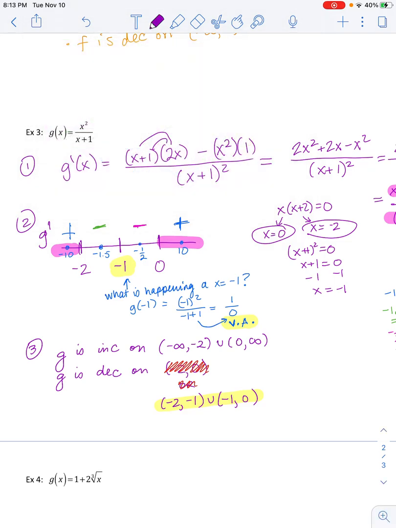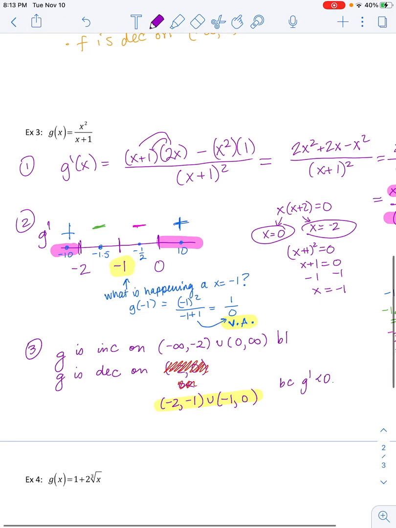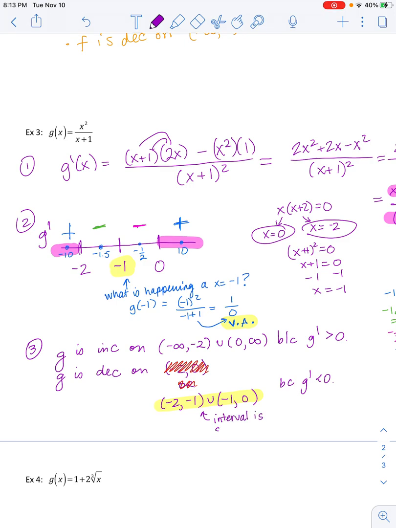And then we finish off by saying, oh, because g prime is negative. And I notice up here I never wrote because g prime is positive because it's late and I'm tired. Okay, so those are our two justifications. So again, this interval is split because of the discontinuity at -1.